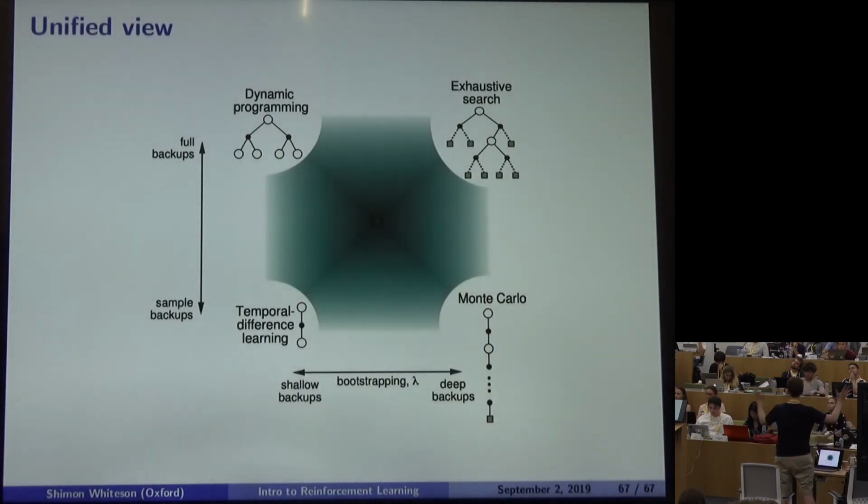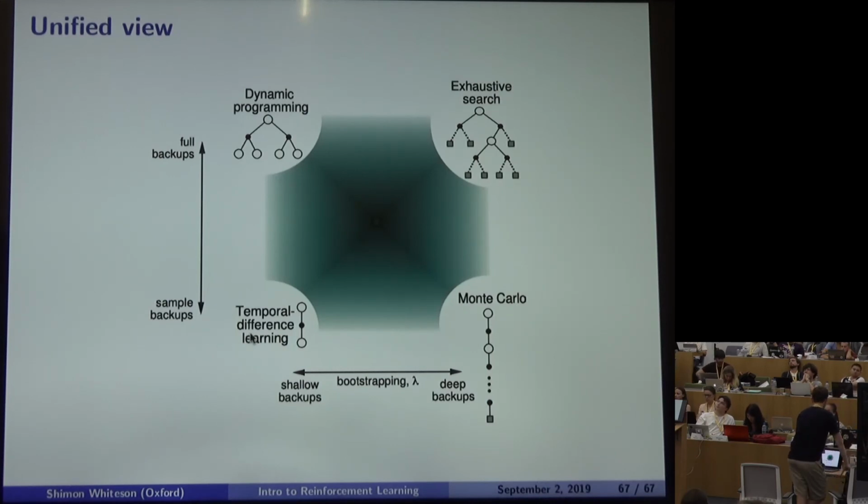Okay, so that brings me to my last slide for today, which is a kind of unified view of everything we've talked about algorithmically. So here in this corner, we have dynamic programming. The backup diagram is wide but shallow because we're doing full backups based on our model, and we're bootstrapping immediately. Now, in the other corner, we have Monte-Carlo methods, the other extreme. We don't have a model, so everything is based on sample backups, and we're not doing any bootstrapping. So that leads to this narrow but deep backup diagram.